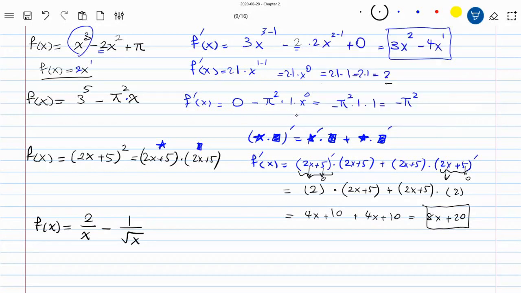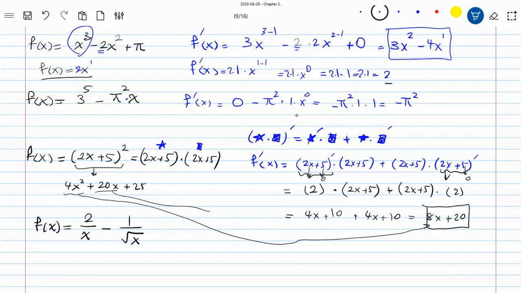If you distribute first, if you calculate this 2x plus 5 squared, what you get is 4x squared plus 20x plus 25. If you raise it to the power 2, this is equal to that. So what is the derivative of 4x squared? It becomes 8x. What is the derivative of 20x? It's 20. So you should get the same result. It doesn't really matter which way you go, you should get the same. I recommend try either way, figure out which way is the simplest, but product rule is always a necessity to know.